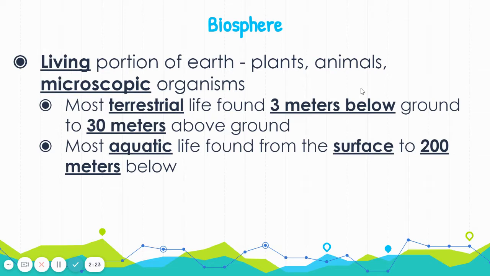The biosphere is the living portion of Earth. It's the portion of Earth that contains life. So that would be all the plants, animals, and microscopic organisms that are on Earth. Most of the terrestrial, meaning land-dwelling, life is found 3 meters below ground to 30 meters above ground. So that region, 3 meters down and 30 meters up, is where most of the life is found. Most of the aquatic life, so life that lives in water, is found from the surface down to about 200 meters. Anything deeper than that, and you don't find any life. We're not going to spend much time talking about the biosphere in earth science because that is what you're going to focus on when you go to biology.